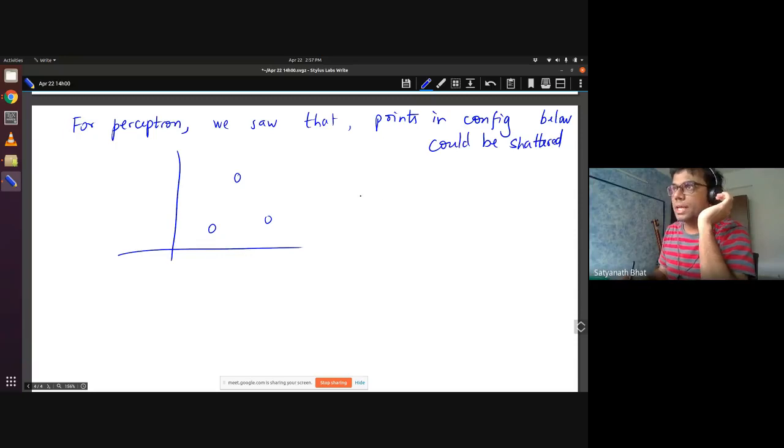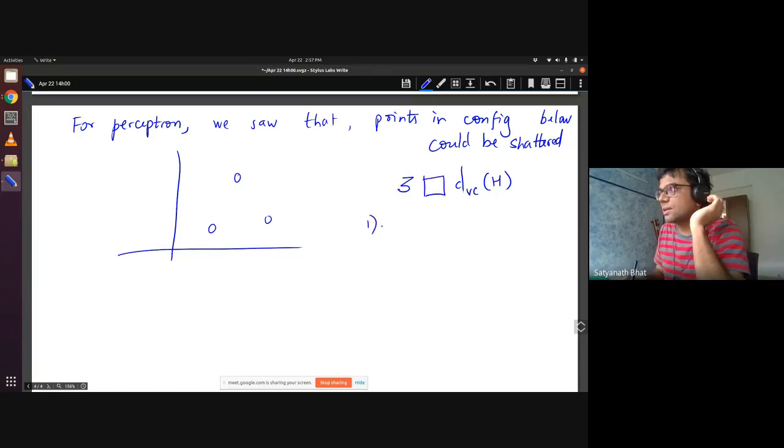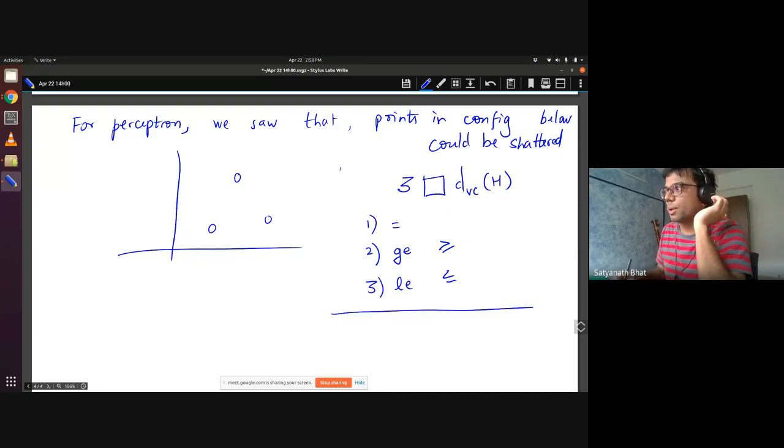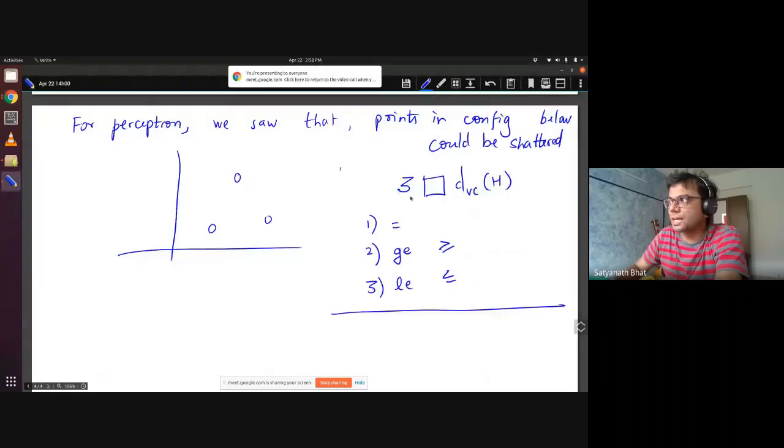So what can you say? There is some dVC of H, and I said that there were 3 points which I could shatter. So what should go here? There are 3 choices: first, equality; second, 3 is greater than or equal to dVC; third, less than or equal to. I would like to know from all of you which one of the 3 is correct, 1, 2, or 3. Let's do a quick quiz.